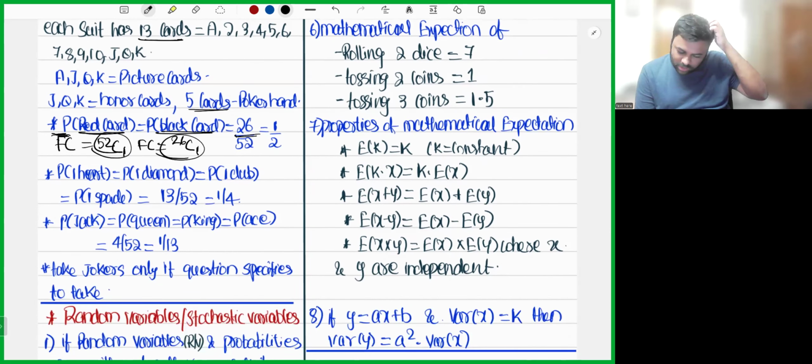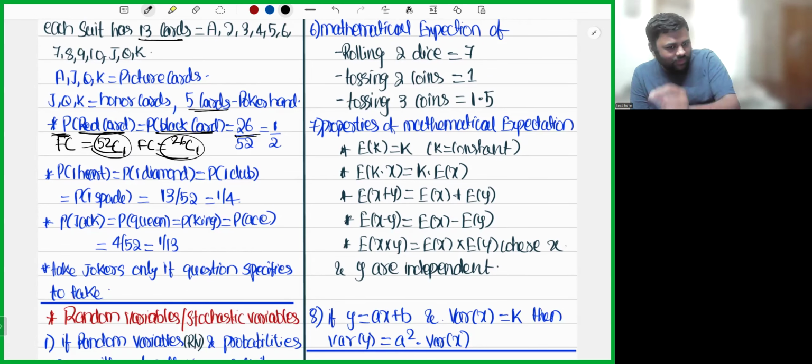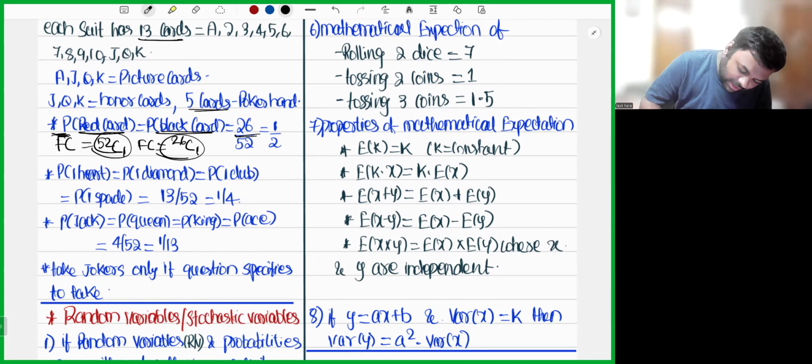Next, the probability of picking 1 heart or 1 diamond or 1 club or 1 spade. It is 13 by 52 because the total cases are the same, 52 C1. Favorable cases: you have 13 hearts, so 13 C1. So 13 by 52, which is equal to 1 by 4.